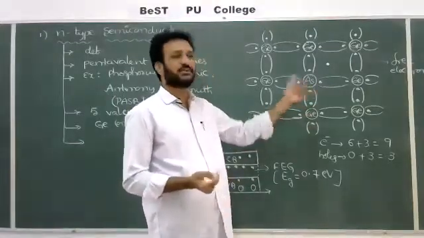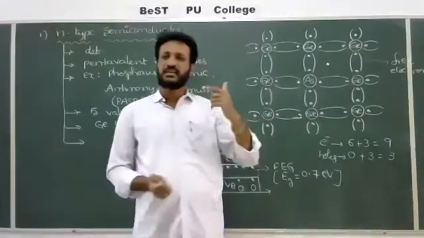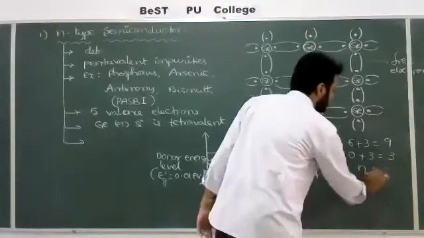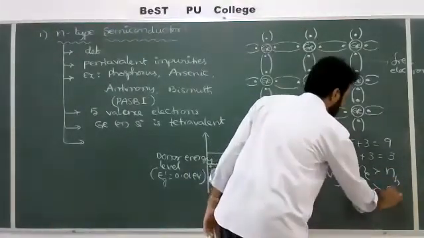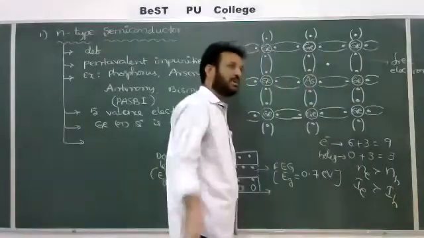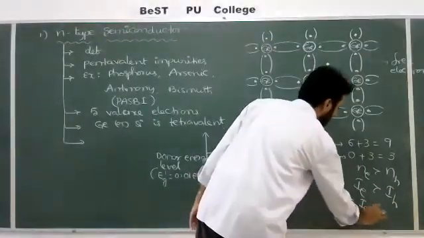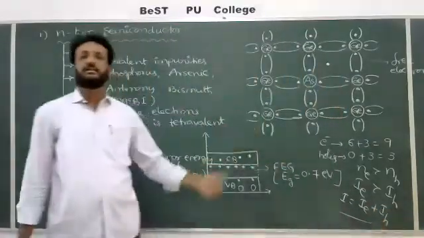But which current is more? 9 electrons means current due to electrons is more than current due to holes. So here the number of electrons is greater than the number of holes. Current due to electrons is greater than current due to holes. But what is the total current? We can write total current I is equal to IE plus IH. Correct?